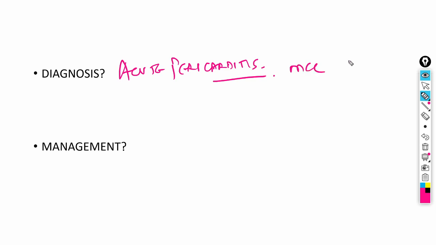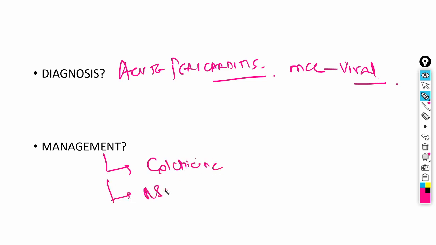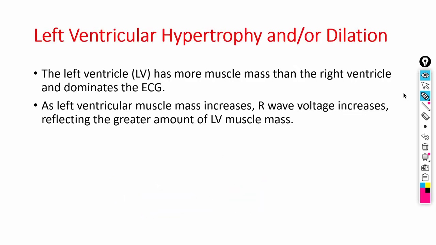Most common cause is viral. There are no reciprocal changes, no reciprocal ST depression. There is generalized ST segment elevation and echo is showing us pericardial fluid. What is the management? The management is colchicine and NSAIDs, and this patient will be usually fine by 2 weeks.